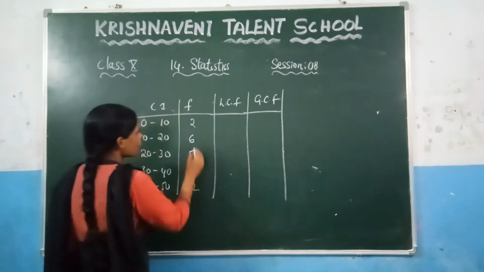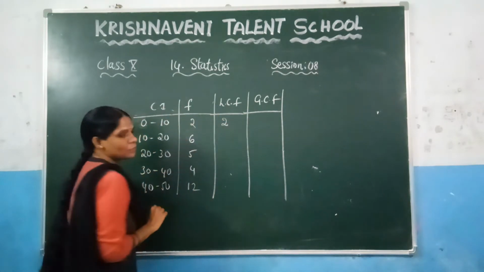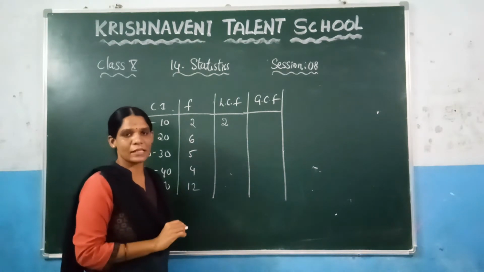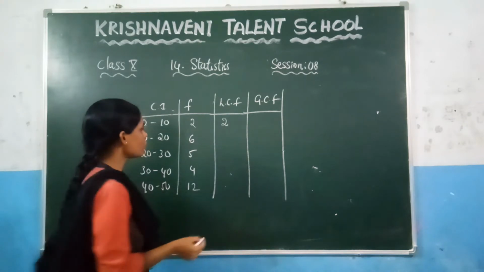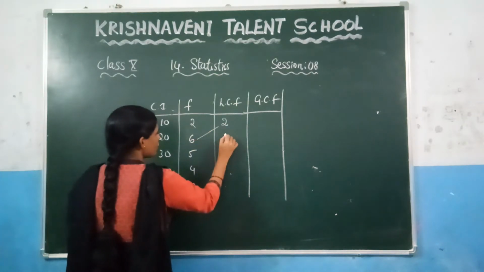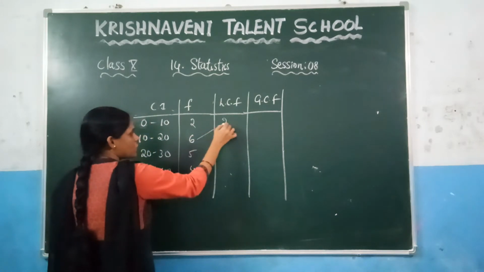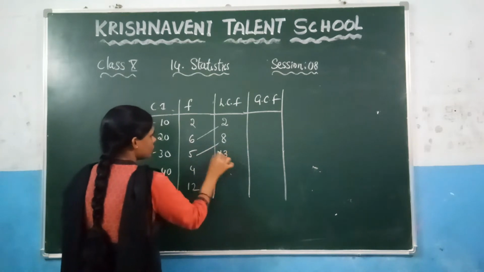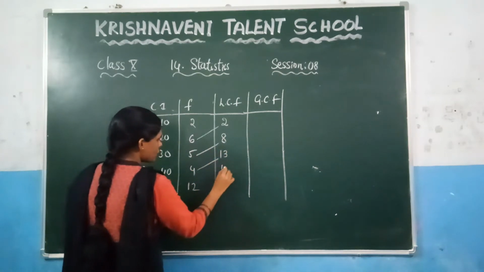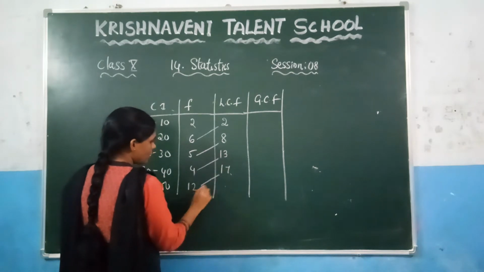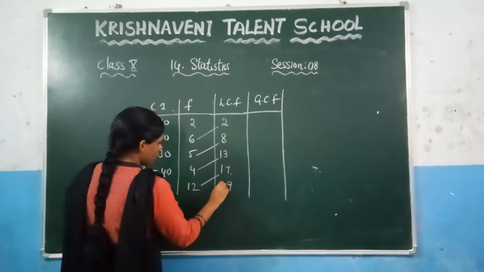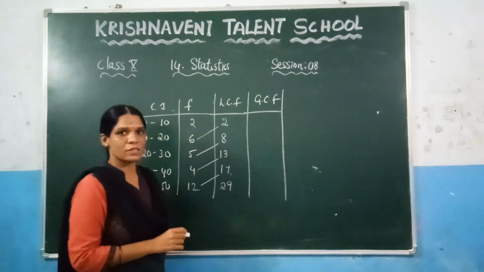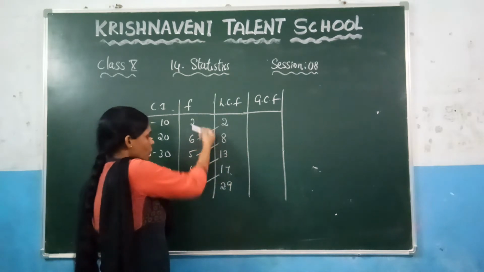Let us see here. So here, write 2 as it is. While calculating the median, we have calculated the cumulative frequencies, that is nothing but less cumulative frequency. So here, you just need to add these two values. What will we get? 6 plus 2, which is 8, and after that add 8 plus 5, which is 13, and 13 plus 4, 17, 17 plus 12, which gives you here 29. So here, while calculating the less cumulative frequencies, we are adding from the top to bottom, right?